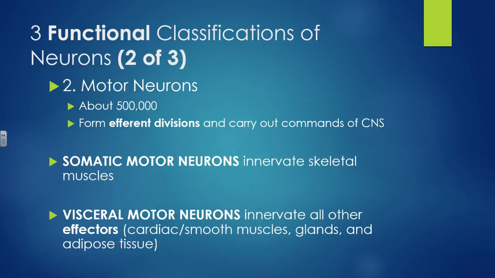So these commands leave the central nervous system and move to the peripheral nervous system so that they can carry out these commands. So you have your somatic motor neurons, which innervate skeletal muscles, and those are the ones that we talked about. And then you have your visceral motor neurons, which innervate all other effectors, so cardiac and smooth muscles, glands, and adipose tissue.